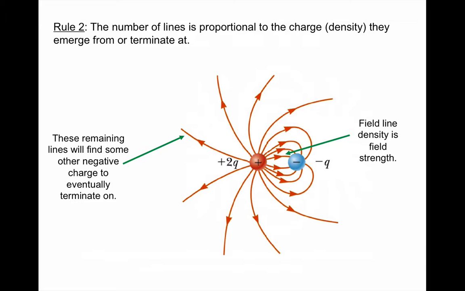Rule 2 is the closeness of the field lines shows the strength of the electric field in that area. In the picture you can see that these 2 charges aren't equal. So if you were to count the lines at each surface, you would see that the plus 2Q charge has 16 lines coming out from it, and the minus Q charge has only 8 lines going in. The area around the 2Q charge that has the closest field lines is showing the area of the strongest field.